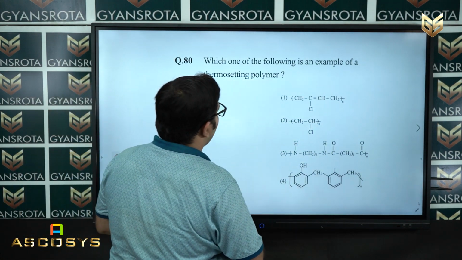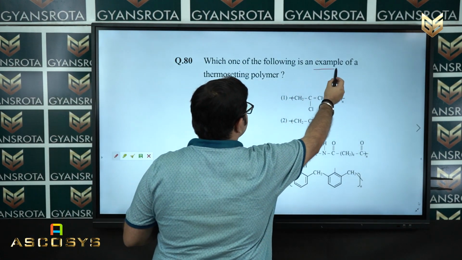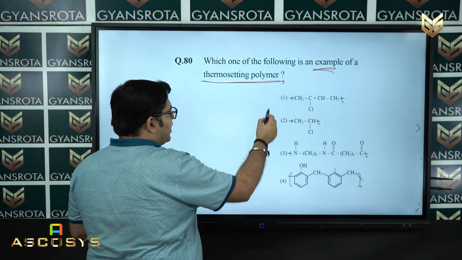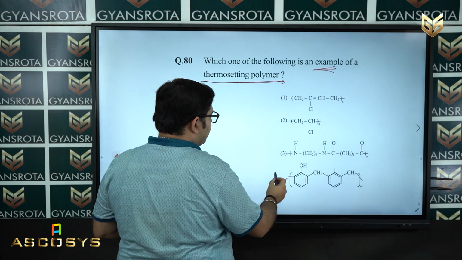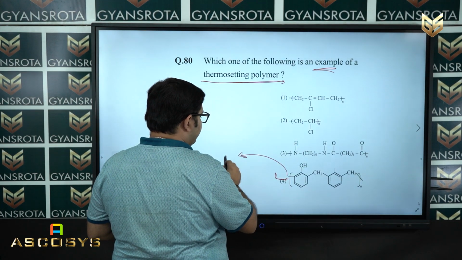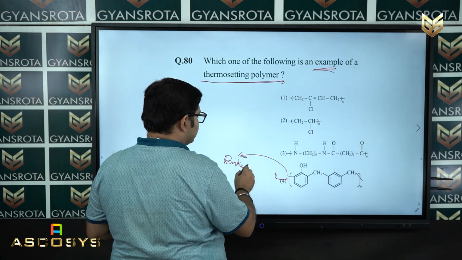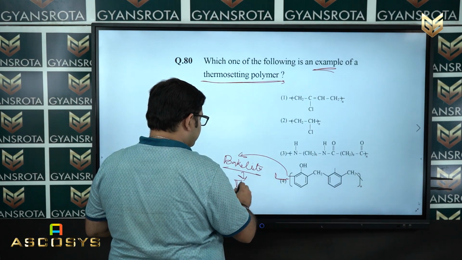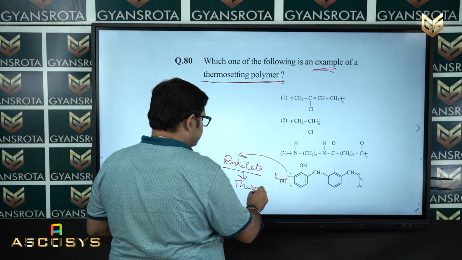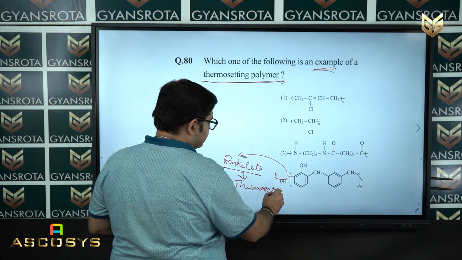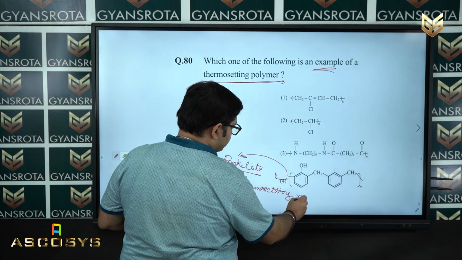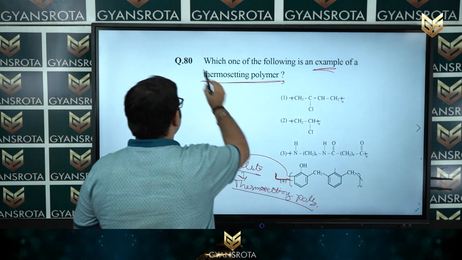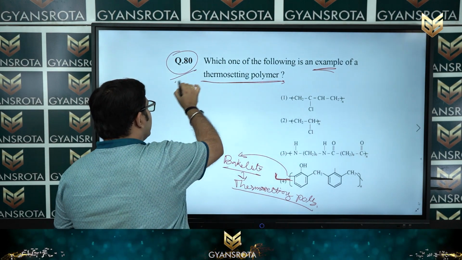They asked about an example of a thermosetting polymer. Among them, if you see option number 4, this is nothing but Bakelite, and Bakelite is a thermosetting polymer. Okay. So option number 4 is the correct answer to your question number 80.